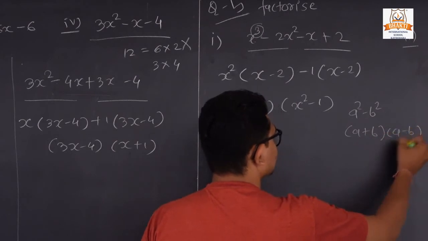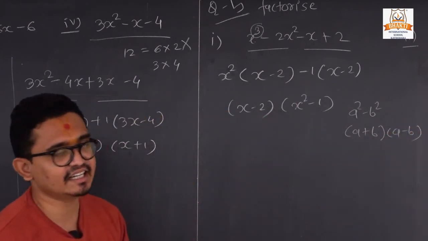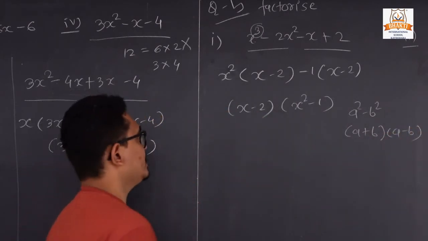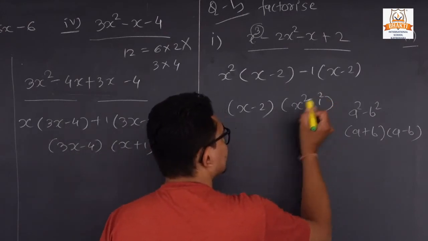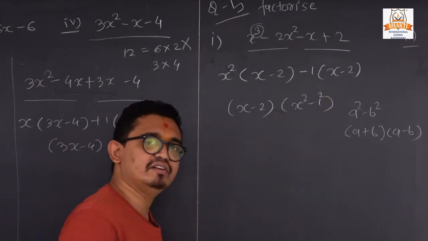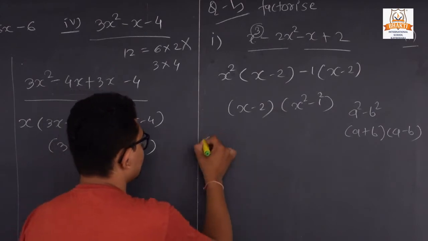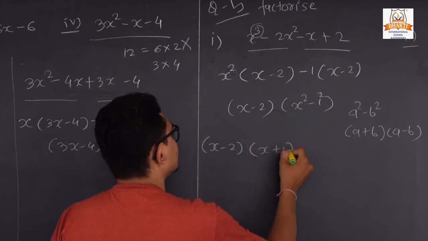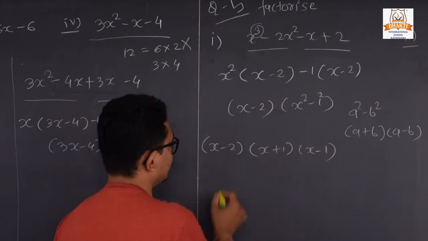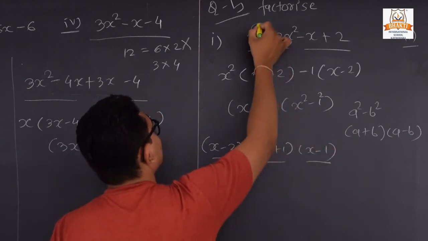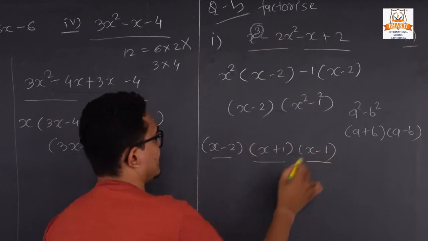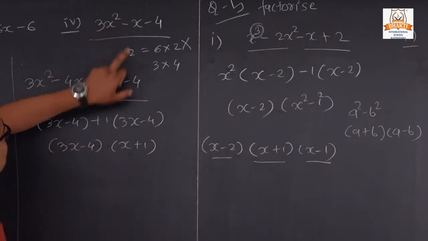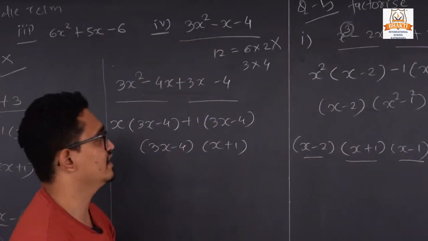So what is its identity? A plus b and a minus b. So here we can also write it like that, 1 square, because 1 square answer will be 1. So once again x minus 2 and here x plus 1 and x minus 1. So it means what? If it has a degree of 3, we have 3 factors, and if we have a degree of 2, we have 2 factors.